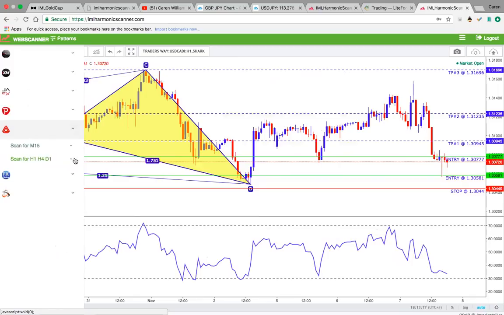So what that means is that when you scan for the M15, you're scanning for the 15-minute time frame charts, right? When you scan for H1, H4, and D1, you're scanning for the 1 hour, 4 hour, and daily charts.